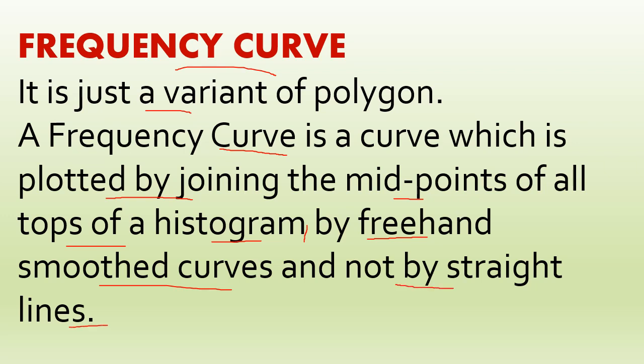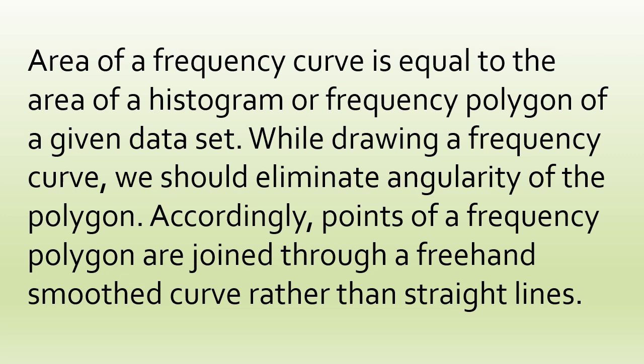Okay, so what is the basic difference? In polygon, we join the midpoints using scale or foot rule. In frequency curve, we do not use foot rule or scale. We will join these points by freehand smooth curves. See, area of frequency curve is equal to the area of histogram, okay, or frequency polygon of given data set.